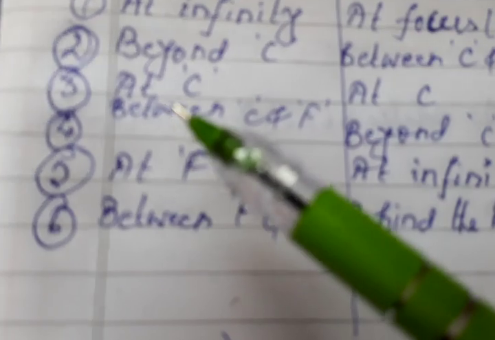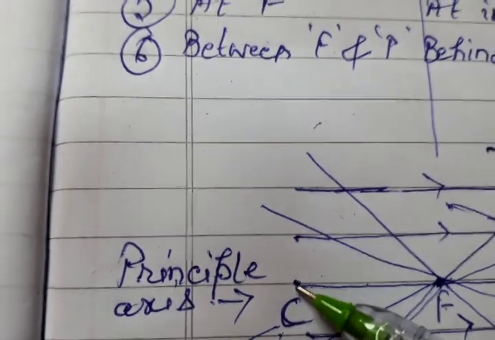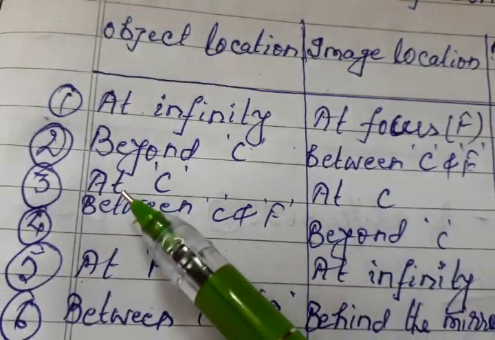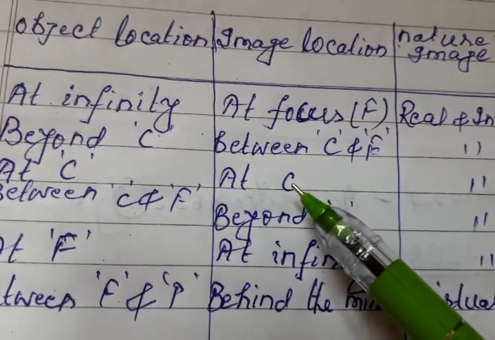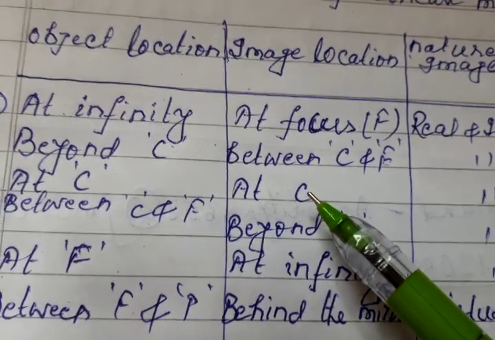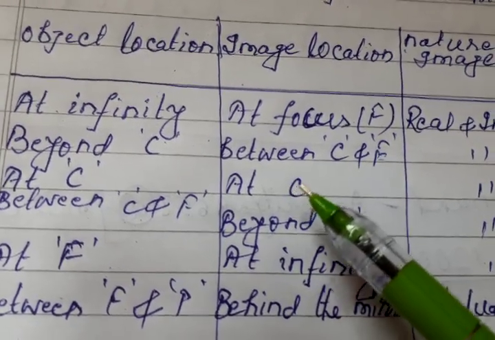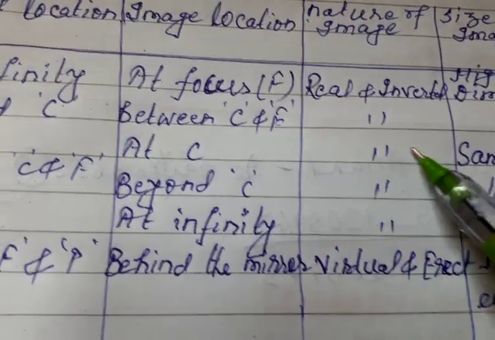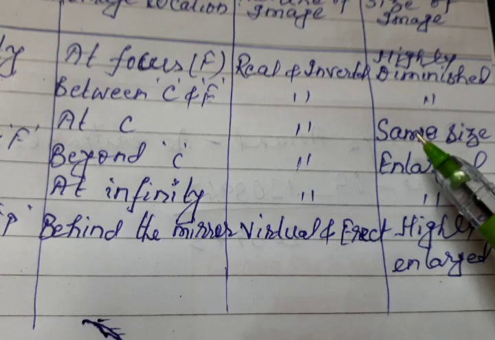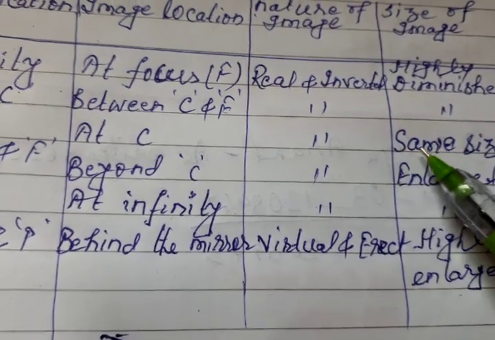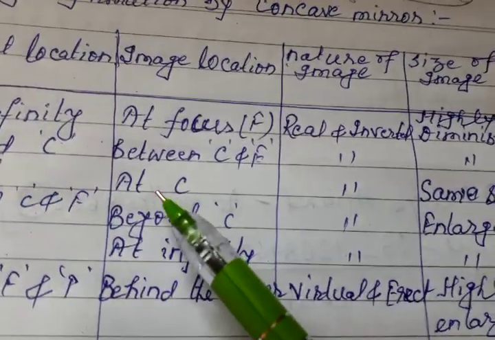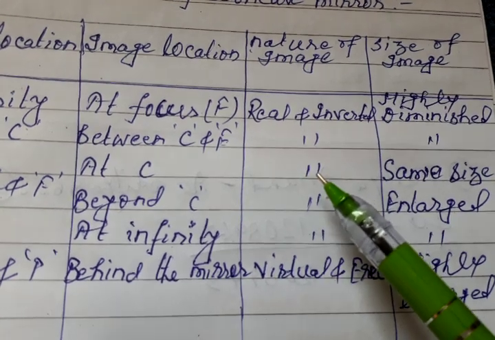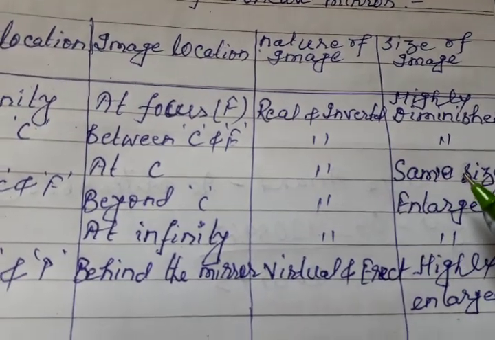Third condition, when the object is at C. So where is C? When the object is here, where is the image formed? Again you can see when the object is at C, the image is also formed at C. So on the same place the object and image will be there. And again the nature will be real and inverted, and the size of the image will be the same size as the object. You can see here, same size. When the object is at C, the image is formed at C, the nature will be real and inverted, and the size will be the same as the object.